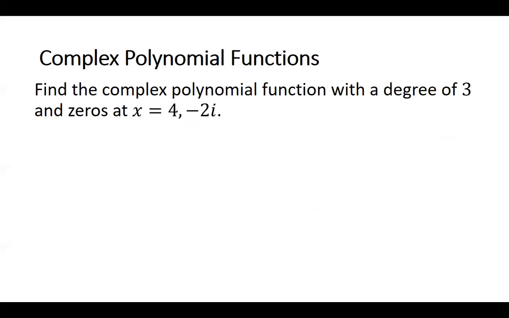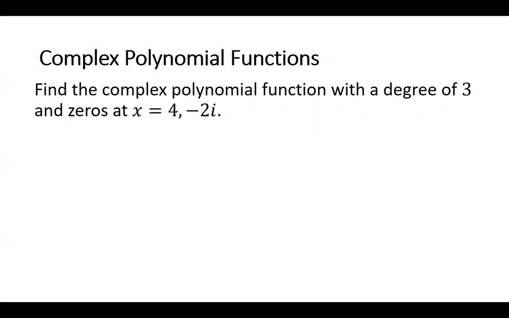Complex polynomial functions. Find the complex polynomial function with a degree of 3 and zeros at x equal to 4 and x equal to negative 2i. Well, we know it's third degree, so it's got to have 3 zeros. We know one of them's at 4 and one of them's at negative 2i. Well, that negative 2i is a complex zero.